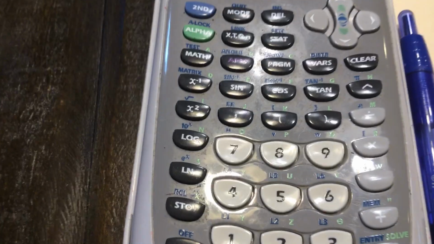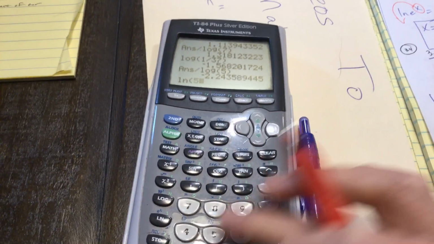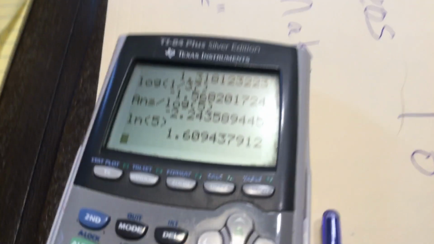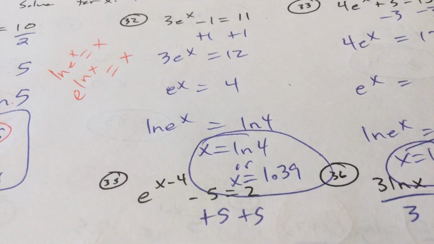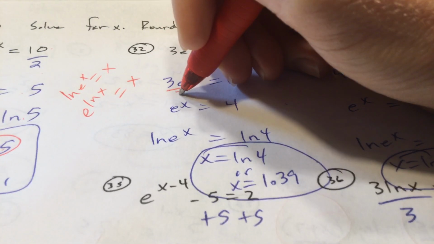Type in natural log 5. Again, the natural log button is right under log. And turn this on. Natural log 5 rounds to 1.61. Again, natural log 5 is a perfect answer. That's actually a better answer. On 32, I got a little bit of work to do. I got to add 1 to both sides. Then I got to divide by 3.